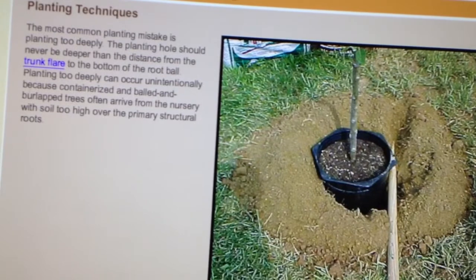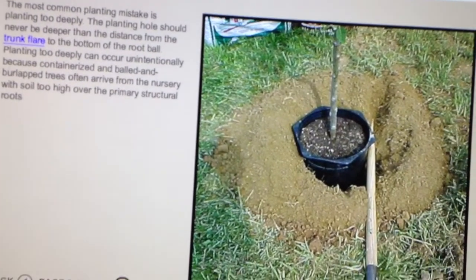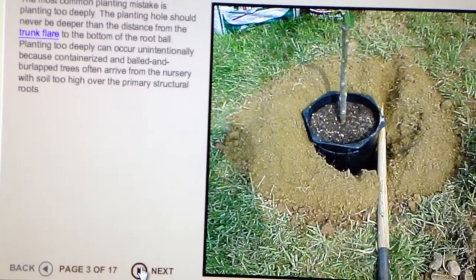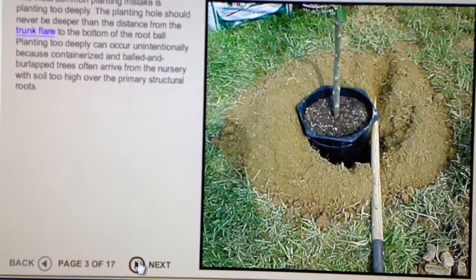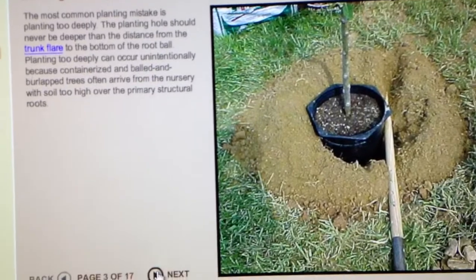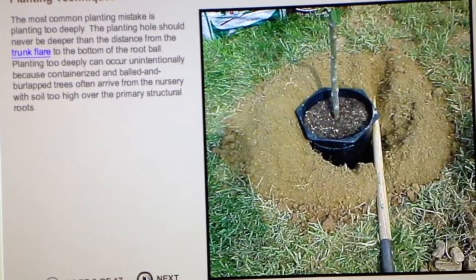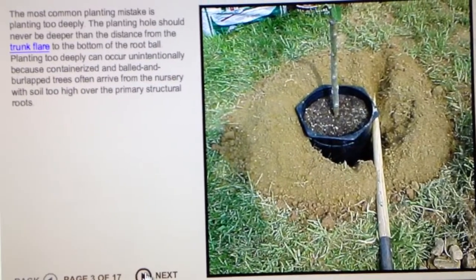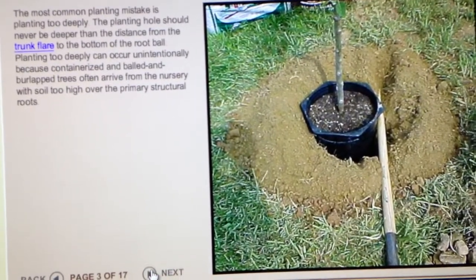The most common planting mistake is planting too deeply. The planting hole should never be deeper than the distance from the trunk flare to the bottom of the root ball. Planting too deeply can occur unintentionally because containerized and balled and burlapped trees often arrive from the nursery with soil too high over the primary structural roots.